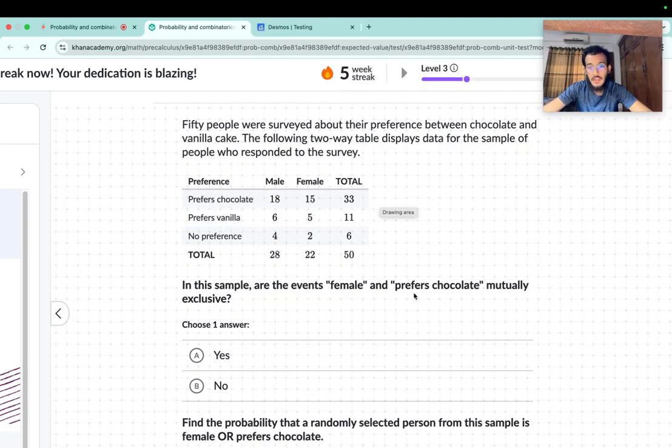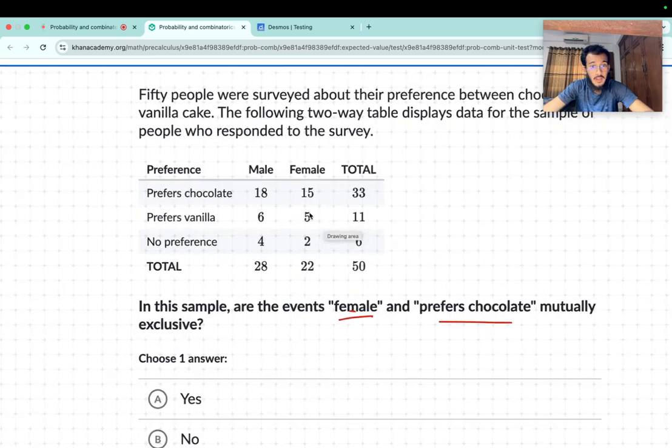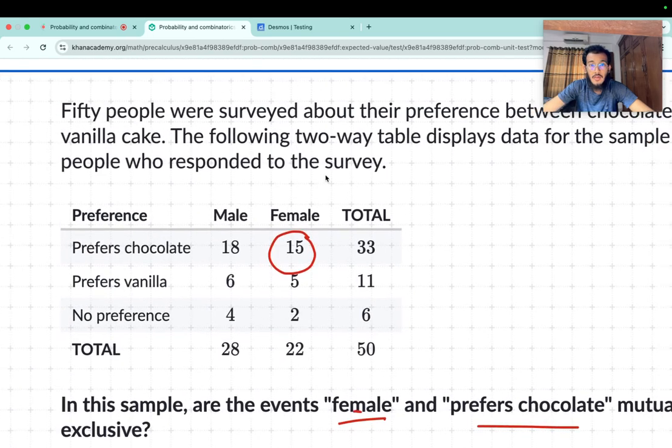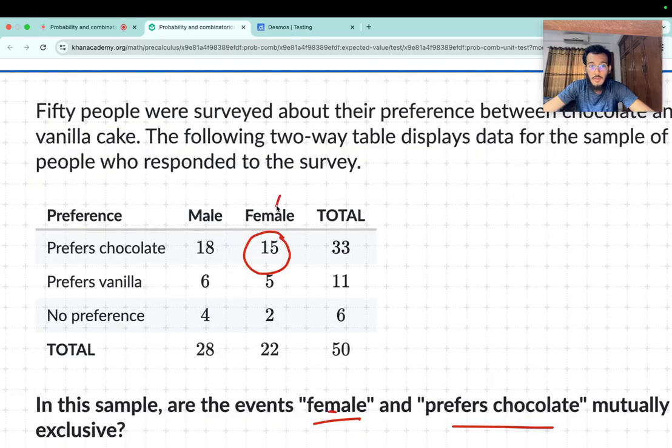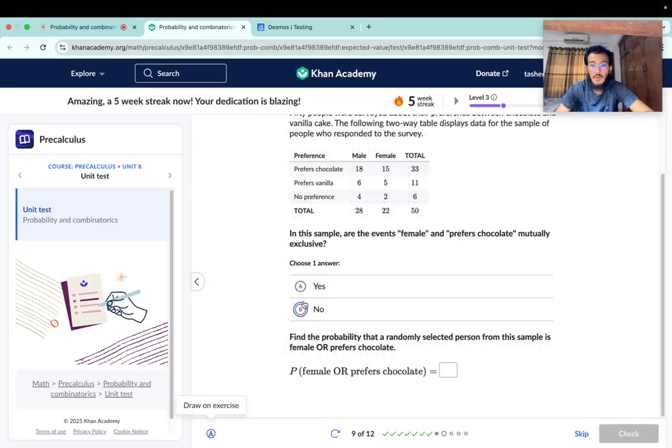In this sample, are the events female and prefers chocolate mutually exclusive? Which means if you are a female, you cannot prefer chocolate. Is this the case? No. We have data where the respondents were female and they preferred chocolate. So this cannot be mutually exclusive. Mutually exclusive refers to events where if you have one, you cannot have the other.